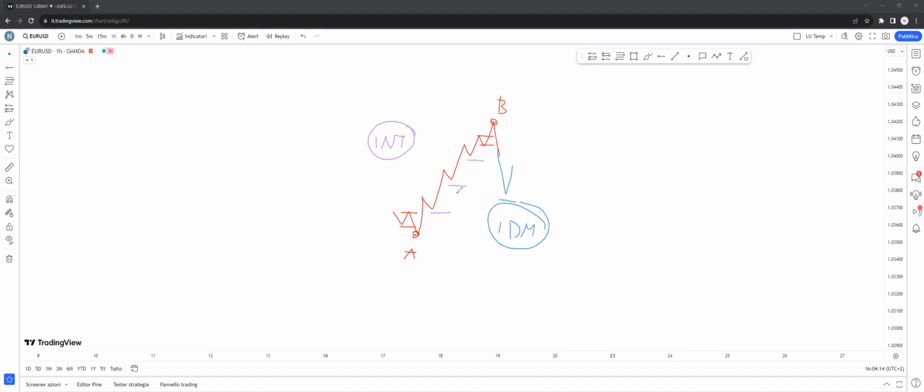So for me, a protected high and protected low must take out some kind of internal range liquidity. Not all the time, but in let's say 80-90% of scenarios, you will see strong highs and strong lows hold the most when you take out internal range liquidity instead of inducement.